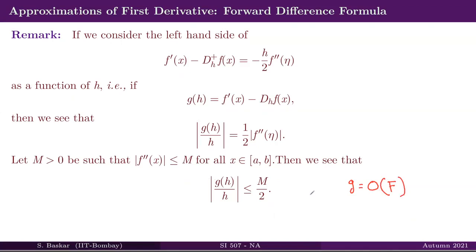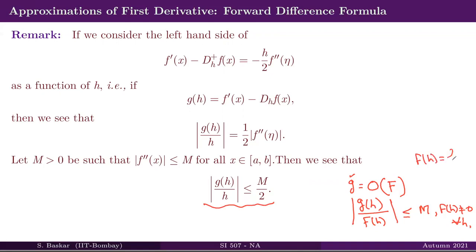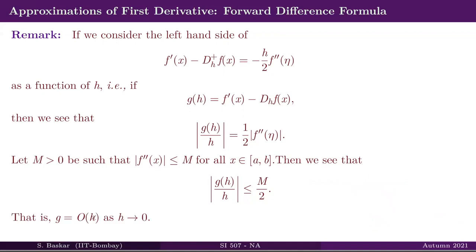If g of h by f of h is less than or equal to some constant, provided f of h is not equal to 0 for all h, right? Now you can see that the same kind of inequality is established between g and just f of h equal to h. Therefore, we can say that g is of big O of h as h tends to 0.